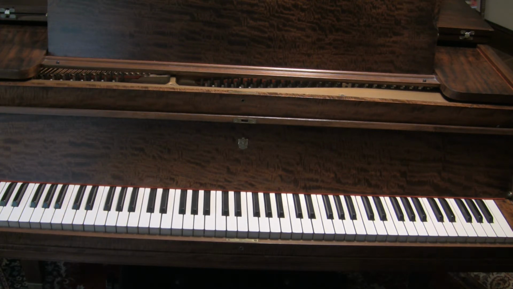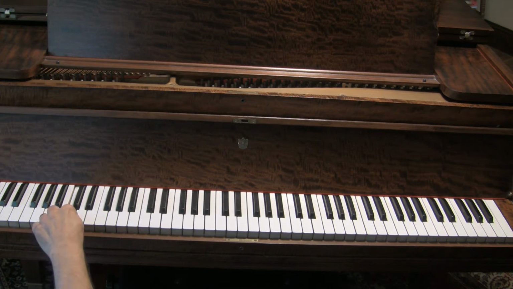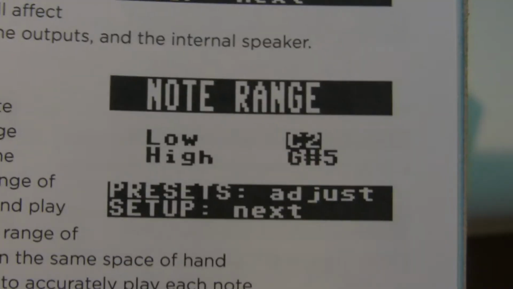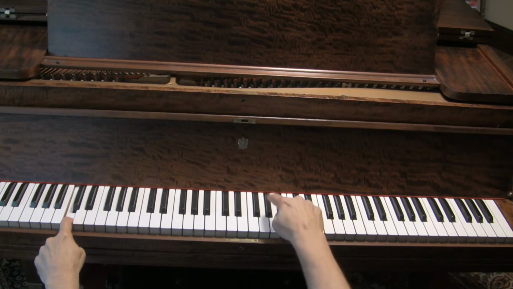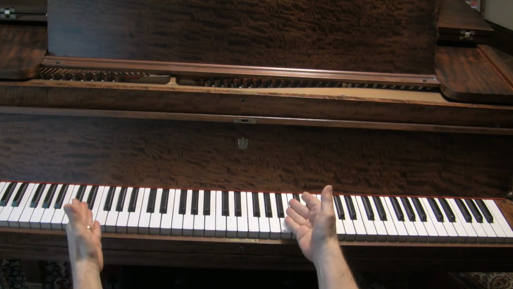for some reason in the manual itself, the default setting when the instructions are shown is from C2 to G#5, which is a very short range for the theremin.